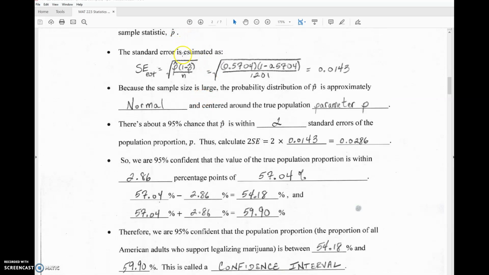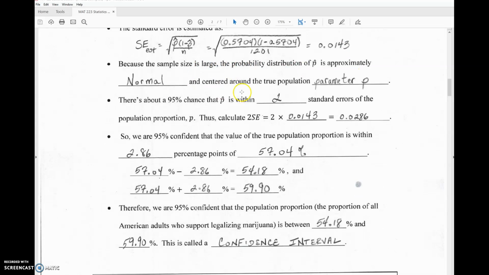The standard error is estimated as the following. So the standard error estimate is the square root of p hat times 1 minus p hat divided by n. So we've plugged in p hat instead of p. The true standard error is if p were in there, but we don't know it when we're doing these kinds of things. So plugging in p hat, we get 0.0143. Because the sample size is large, the probability distribution of p hat is approximately normal and centered around the true population parameter p.